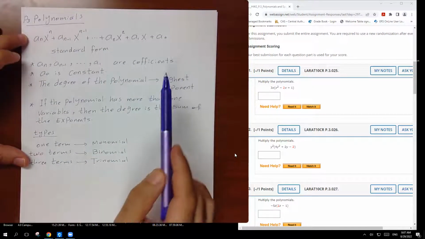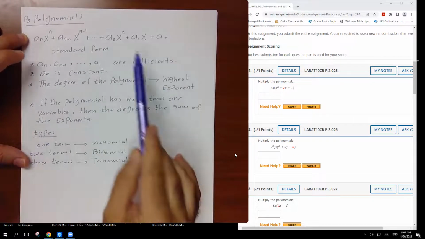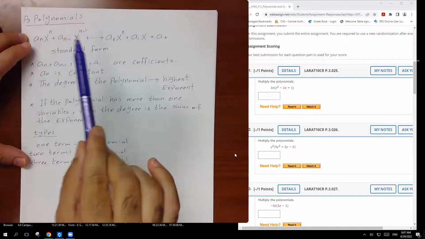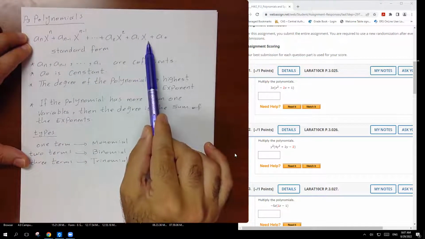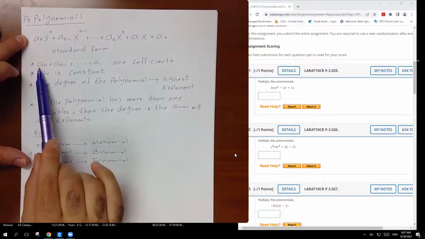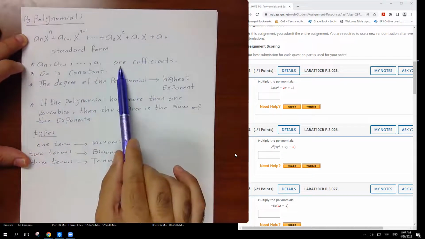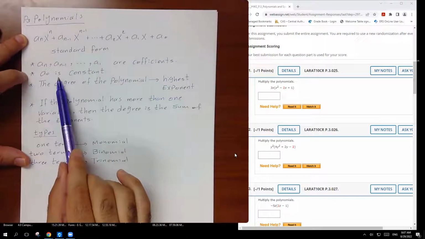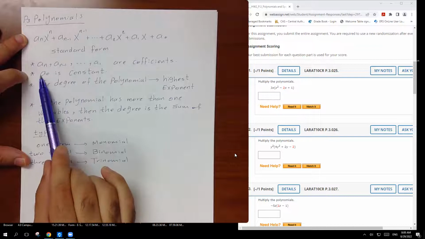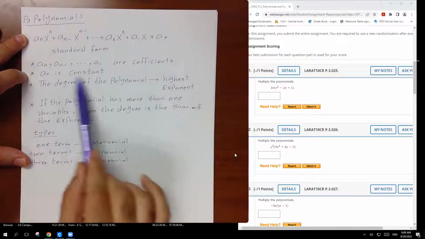If they ask you to write down the polynomials in the standard form, that means you have to write down from the largest exponents to the smallest exponents. a_n, a_(n-1), until a_1 are called coefficients. a_0 is the constant, which means the number by itself. It's going to be the constant.